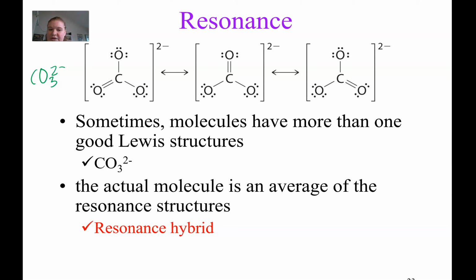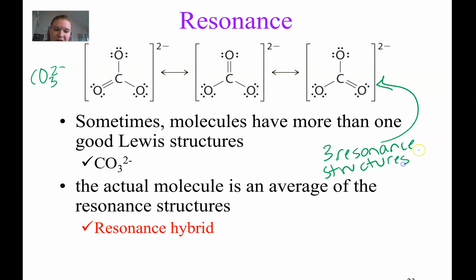This is called resonance. So when there's more than one good Lewis structure, that tells us that the molecule has resonance. And for carbonate, we can say that it has three resonance structures. So these are the three resonance structures of carbonate. In real life, the actual molecule of carbonate looks like an average of these three, and it's called a resonance hybrid, so an average or a hybrid of those three that actually exist.